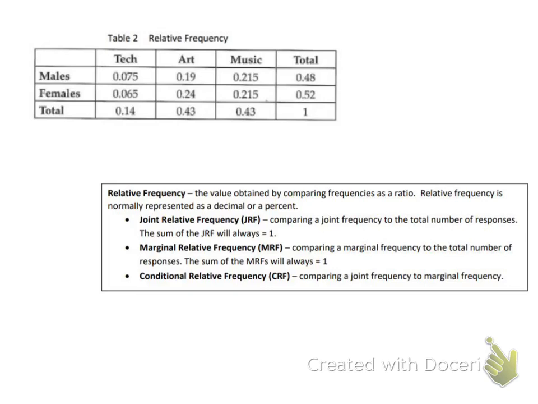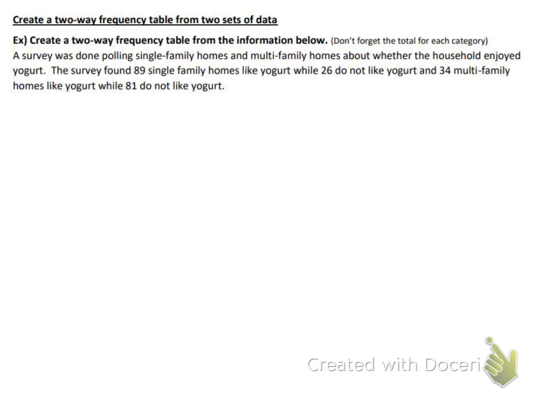Please make sure before we actually begin to look at the numbers that you read the entire page 29 in your packet because there is a lot more explained in there. I just wanted to take a moment in this video to point out the key vocabulary words. Now that we understand this vocabulary, we can move on to our next skill. And that next skill is to create a two-way frequency table from two sets of data.